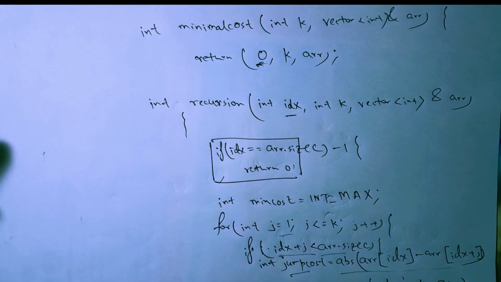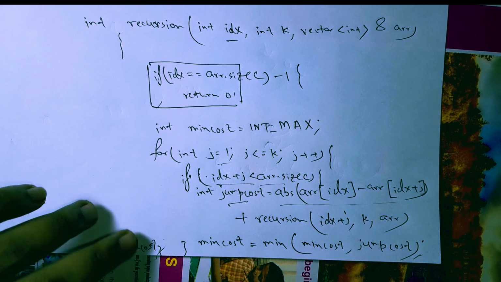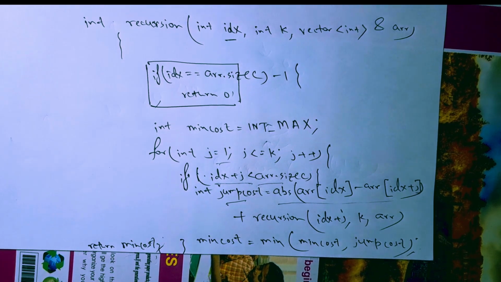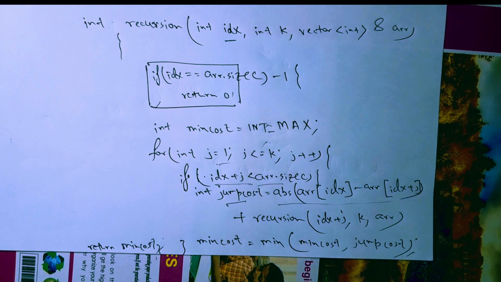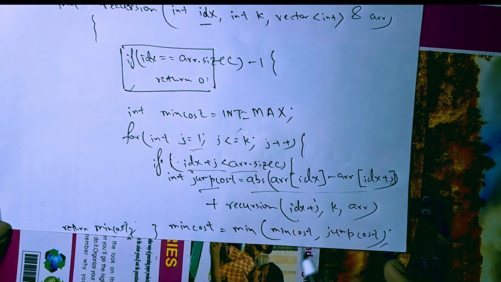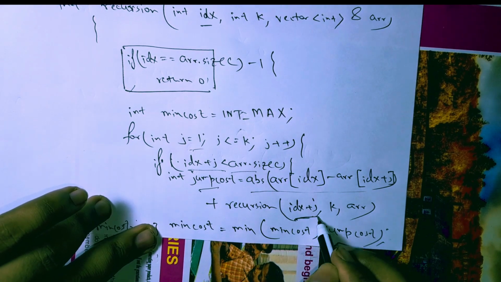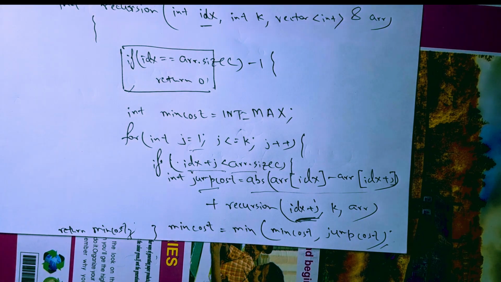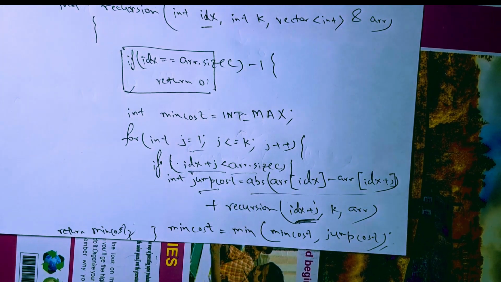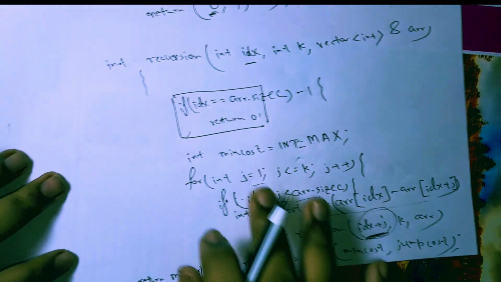Now see, to memoize this solution, I have simply changed 3 or 4 lines. For implementing dynamic programming, you have to see one thing: how many variables are changing when you are calling recursion. Here you can see the changeable variable is only 1. So I can make a 1D DP.